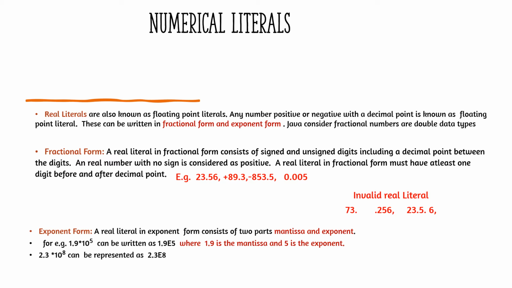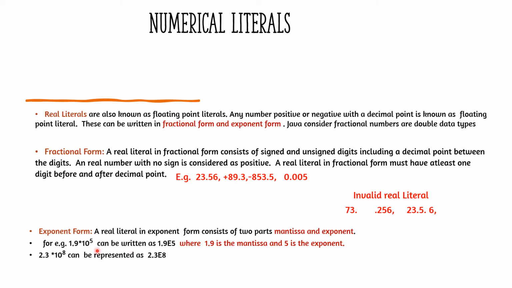Now exponent form. A real literal in exponent form consists of two parts: mantissa and exponent. For example, if there is a number 1.9 times 10 raised to 5, when you write it in the exponent form, you write 1.9 first, and in place of 10 you write E, and the 5, the power, comes after that.